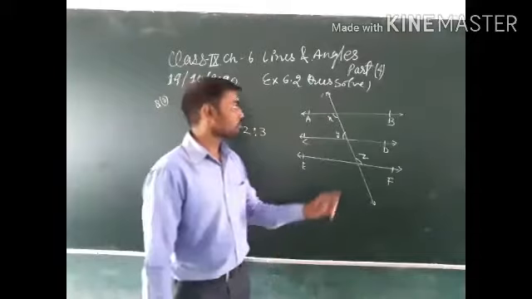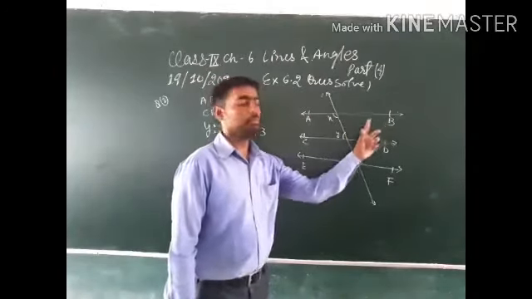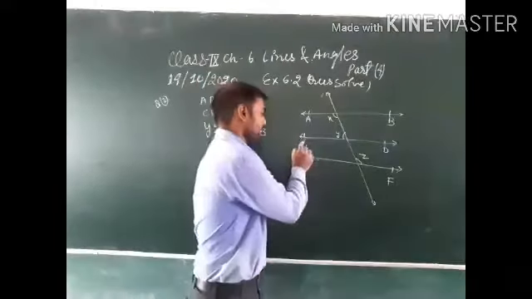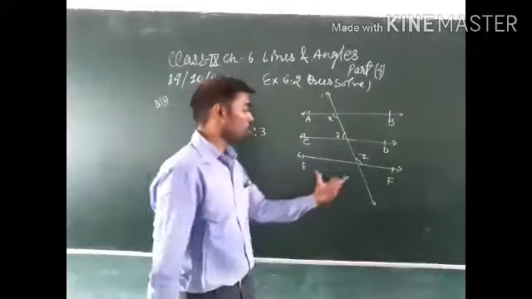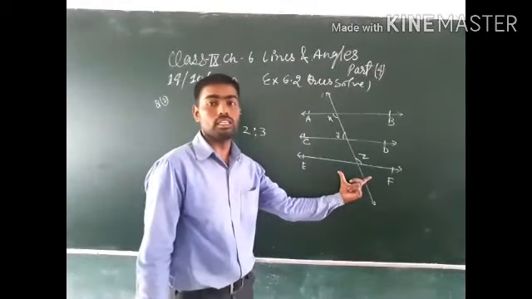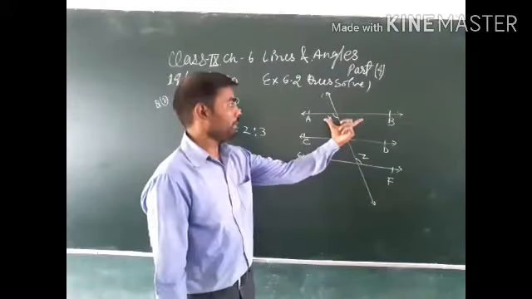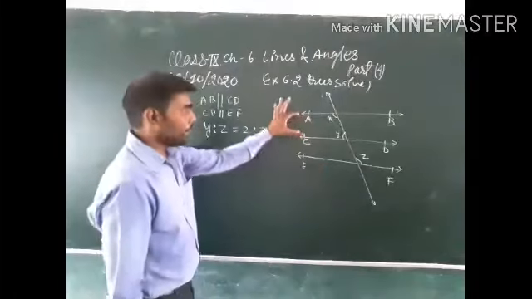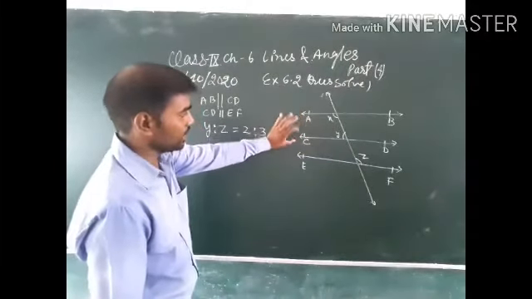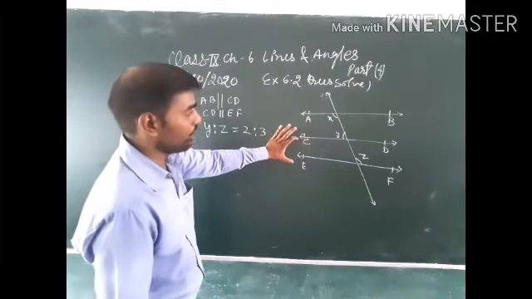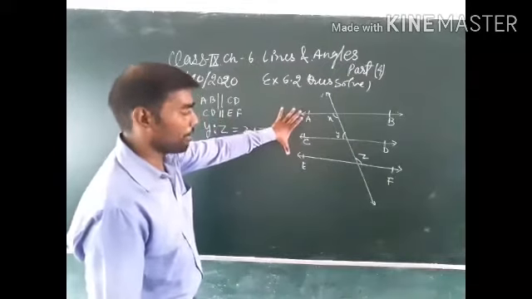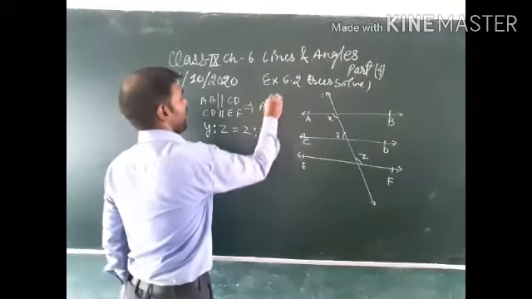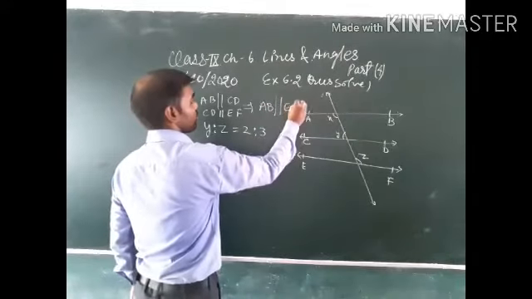First of all, this line AB is parallel to line CD, and this line CD is also parallel to EF. It means what is here? AB is also parallel to EF, because AB parallel to CD and CD parallel to EF. We can say that AB parallel EF.